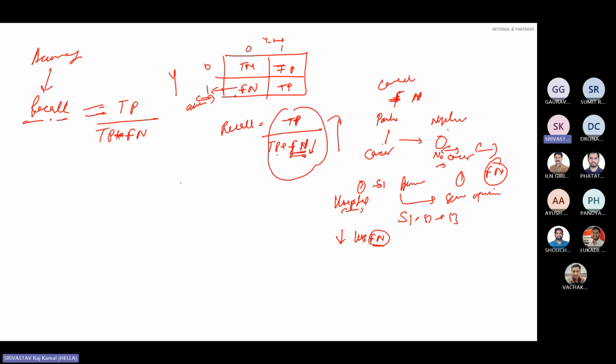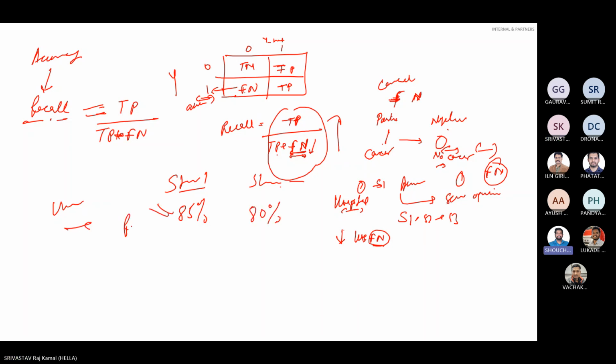Now you are one startup, and a second startup is also there. This is a hospital customer. Startup one created the model, and their recall came to 85%. Startup two's recall came to 80%. The hospital will choose this guy, right? Because this startup is capable of reducing the false negatives. He made his model so well that his recall is 5% more than startup 2. Their models are better, right?